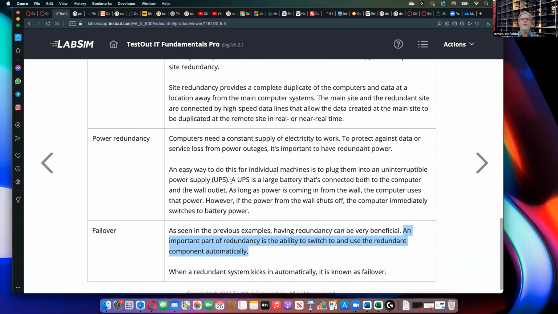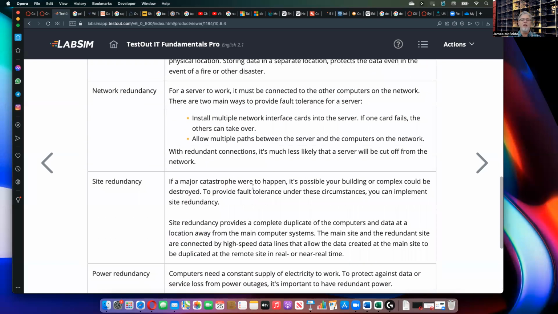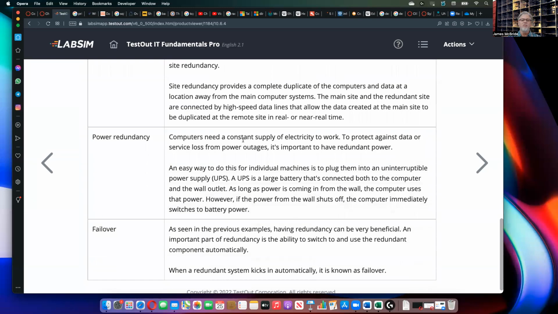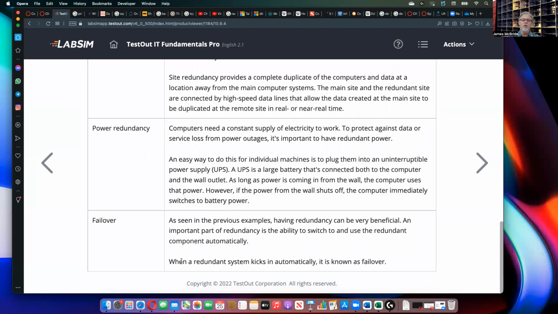If I don't have a mechanism for using the extra hard drives, such as I use RAID, then it's not really helping me. I will still have to take the system down and replace the hard drive and restore it back up, where RAID enables you to just have it running full time. And that's what failover means. When a redundant system kicks automatically over to the new, better stuff, the working stuff, it's known as failover.